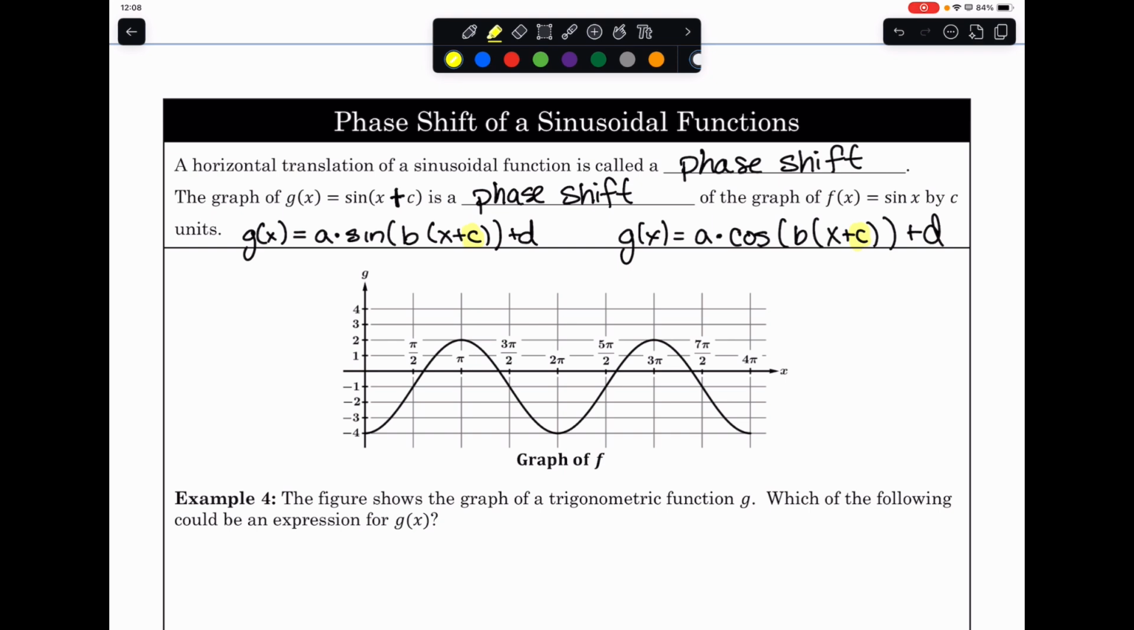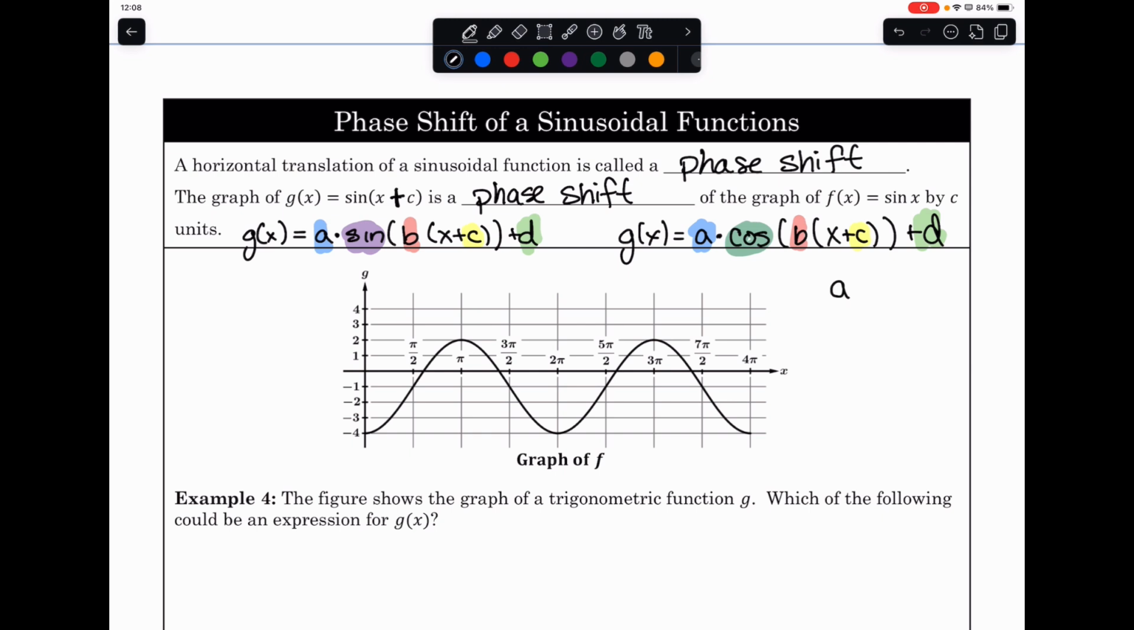So let's look at example number 4. Since the quantity c is the only thing that changes, the values of a, b, and d do not change whether it's a sine function or a cosine function. So let's find out what those quantities are going to be.